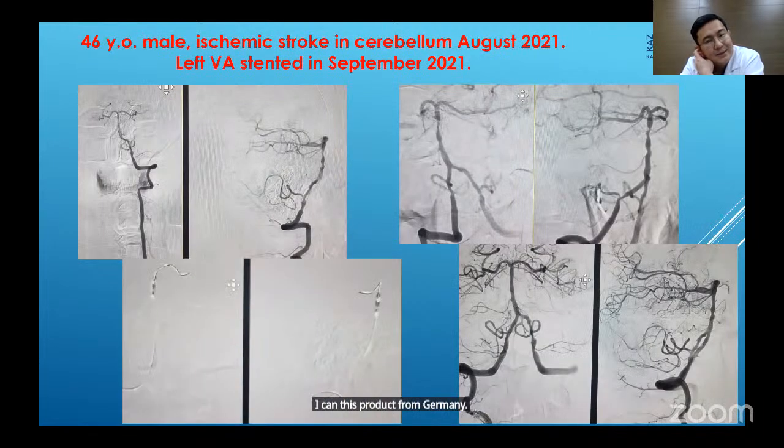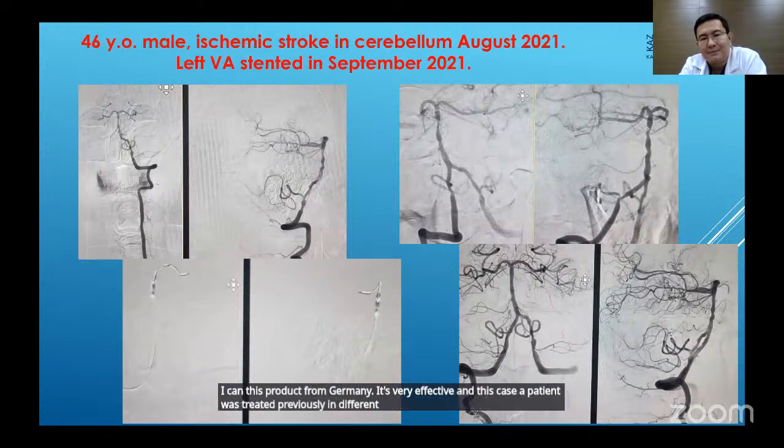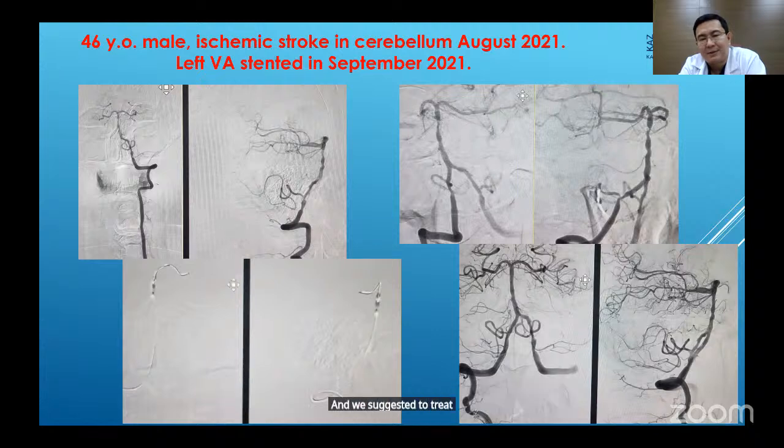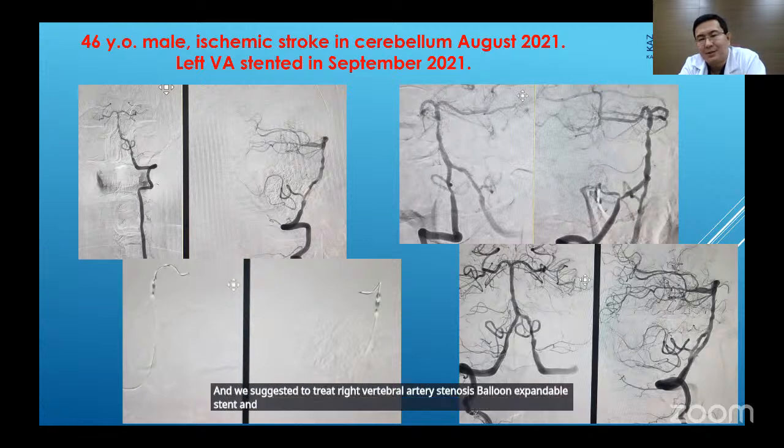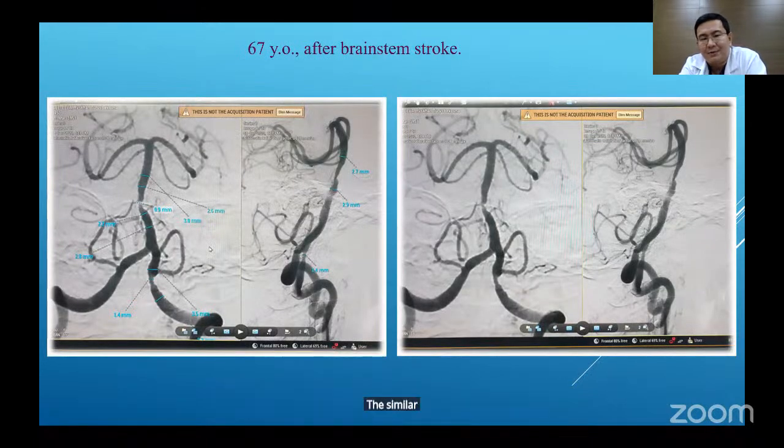It's very effective. In this case, the patient was treated previously in a different hospital. The stent in the left vertebral artery was placed, but the stenosis in the basilar and right vertebral artery was left, and the patient was on best medical treatment. It was not effective, and we suggested treating the right vertebral artery stenosis with a balloon-expandable stent, and the basilar artery stenosis with a self-expandable stent. A similar patient was treated for both stenoses in the basilar and vertebral artery.